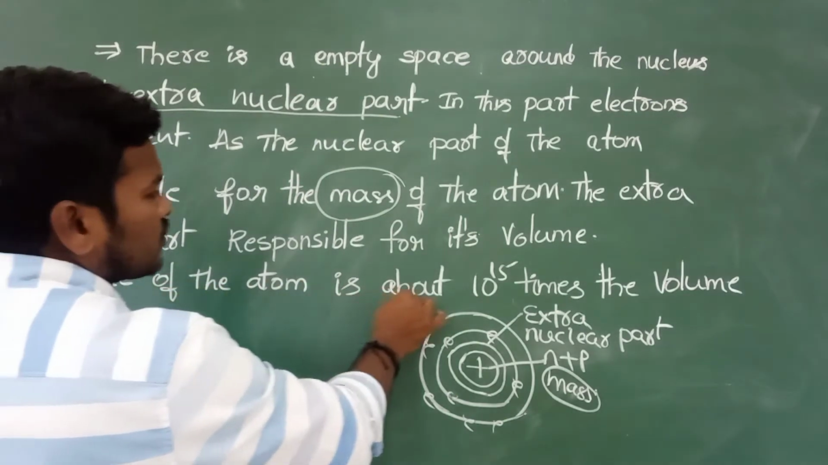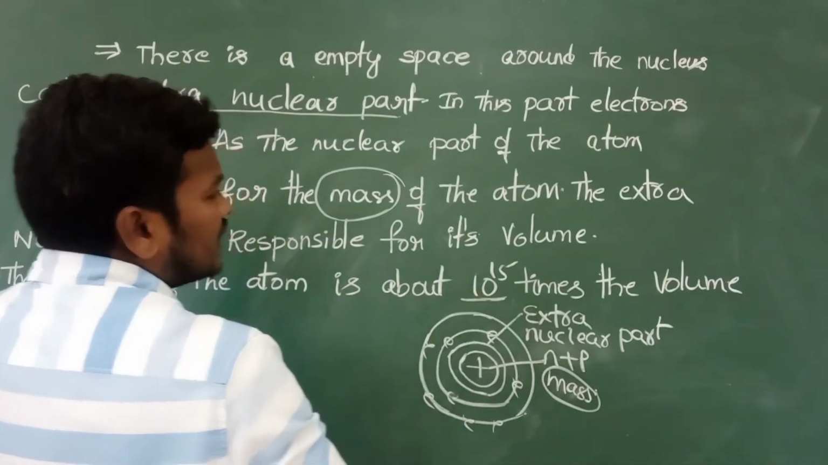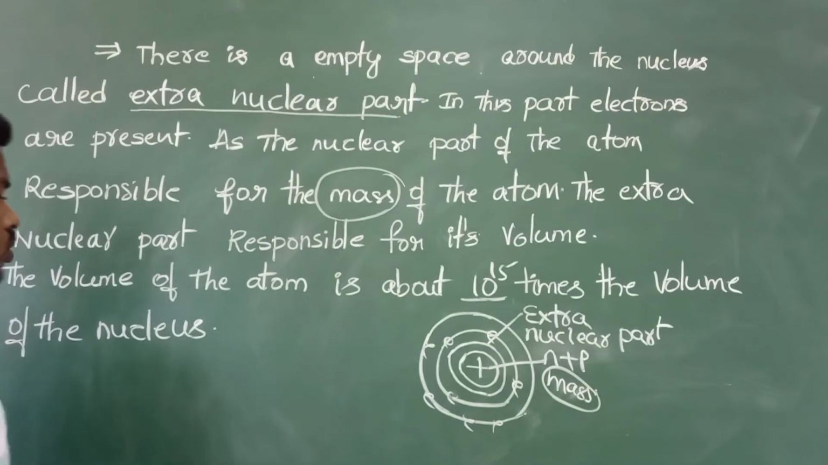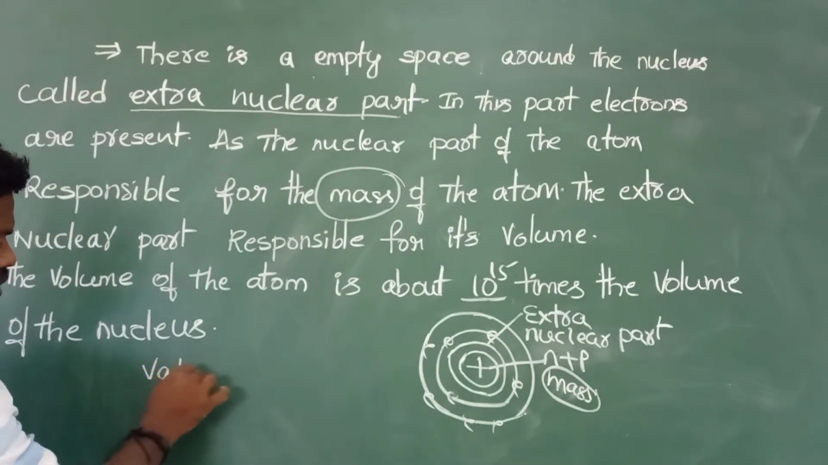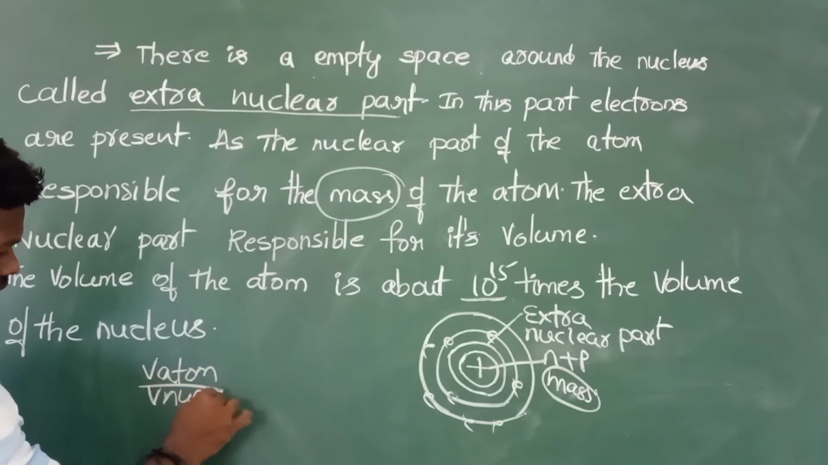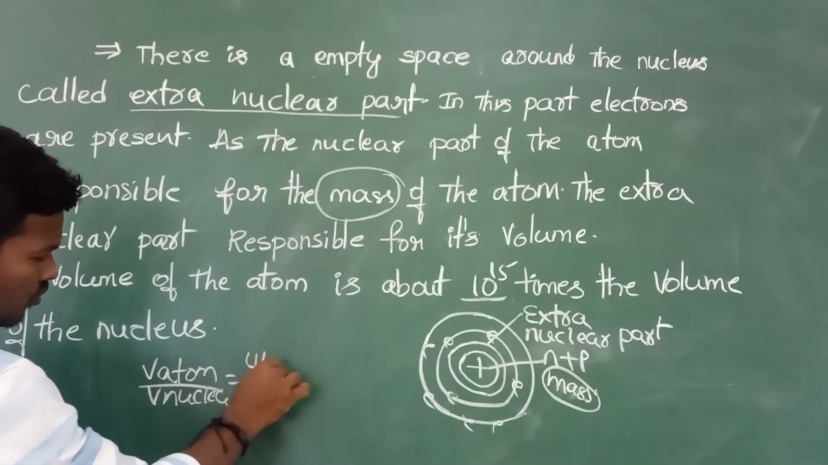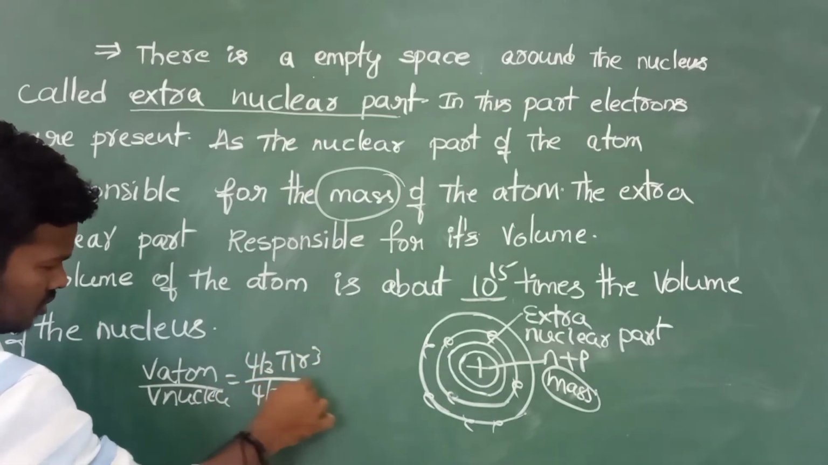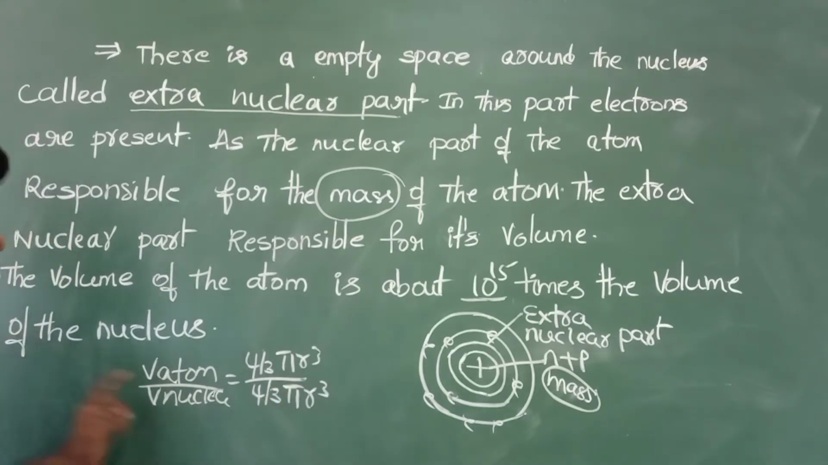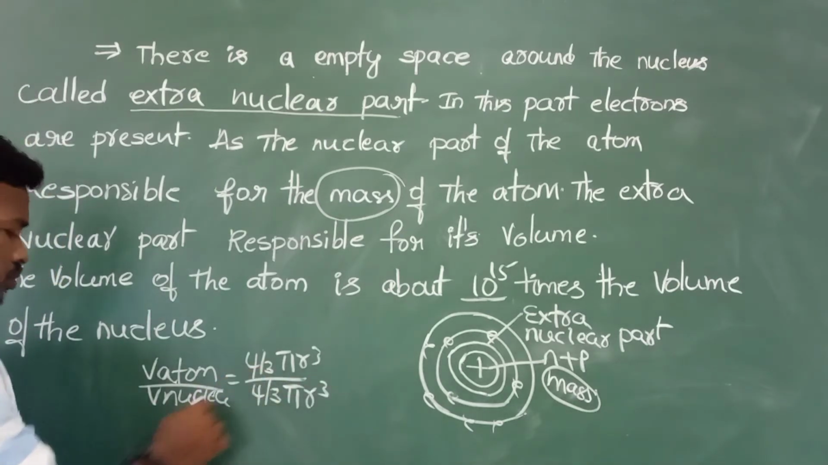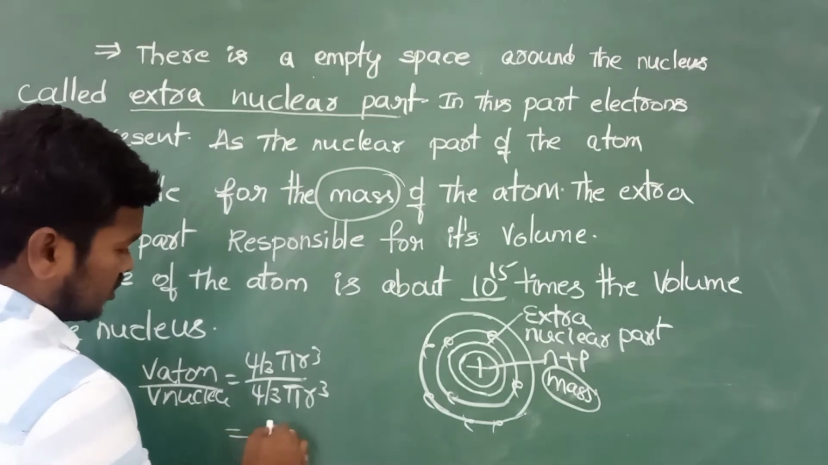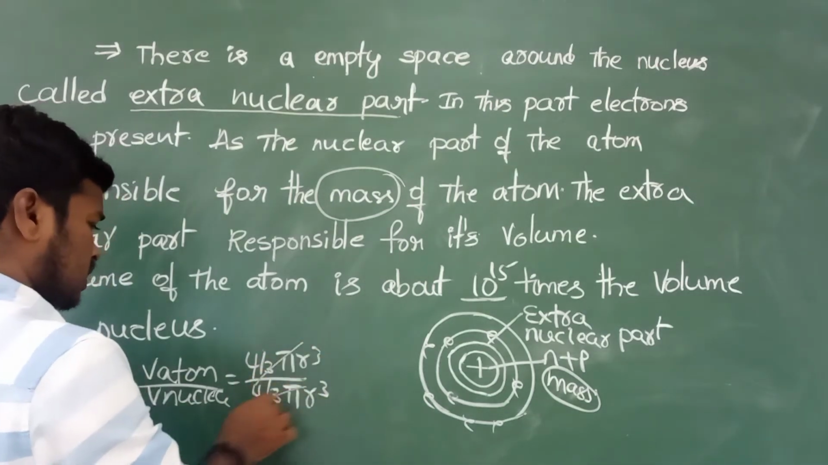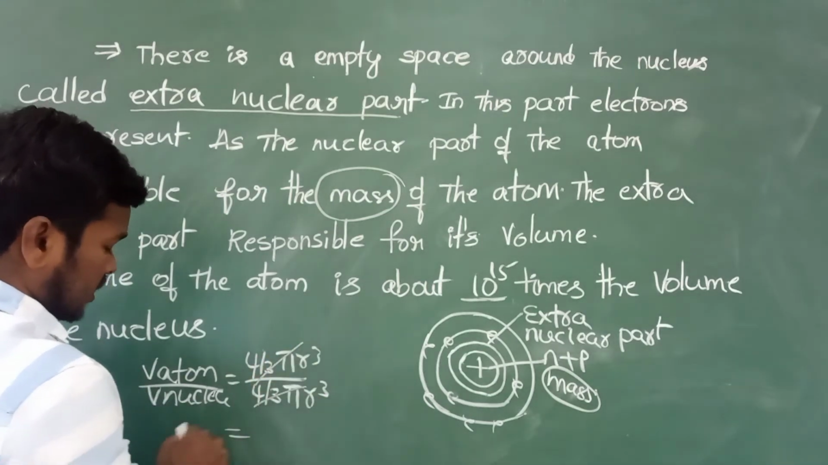The volume of the atom is about 10 to the power of 15 times the volume of the nucleus. How will we understand this one? We take the volume of the atom upon the volume of the nucleus. We know that the volume is 4 by 3 pi r cube upon 4 by 3 pi r cube. So the 4 by 3 gets cancelled, and only the radius will be there. We know the radius of the atom.